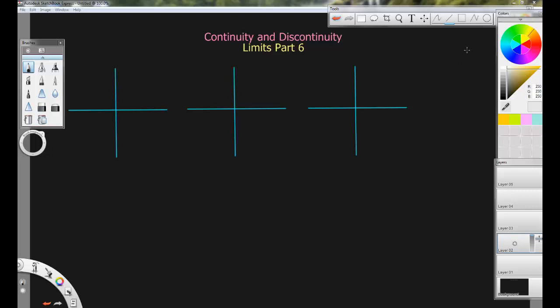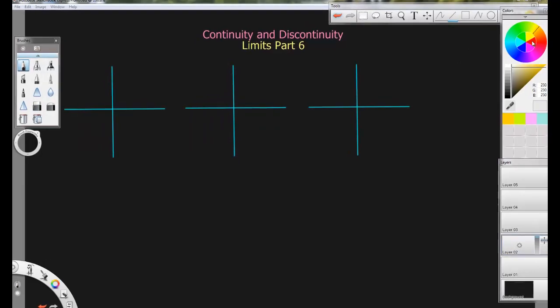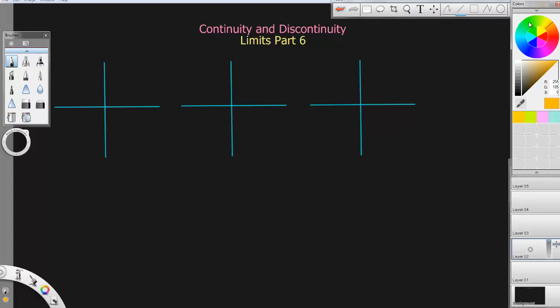Hello, talking about continuity and discontinuity. Some huge words there. Continuous and discontinuous. Discontinuous means not continuous. So let's look at some different types of discontinuity.